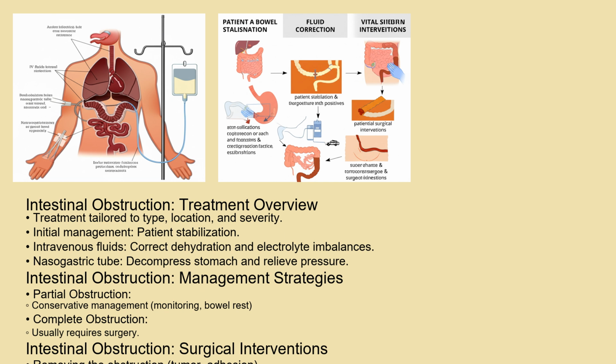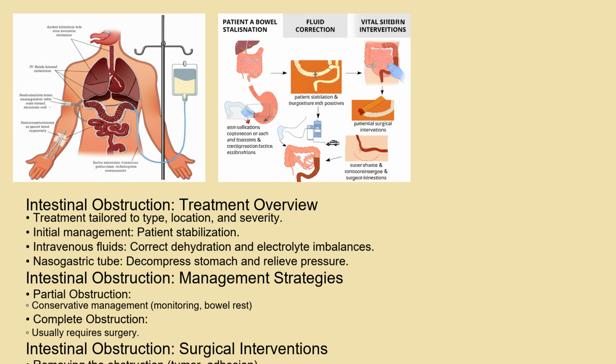Treatment depends on the type, location, and severity of the obstruction. Initial management focuses on stabilizing the patient. This typically involves intravenous fluids to correct dehydration and electrolyte imbalances, and nasogastric tube insertion to decompress the stomach and relieve pressure in the upper gastrointestinal tract. For partial obstructions, conservative management may be attempted, involving close monitoring and bowel rest. However, complete obstructions usually require surgical intervention.